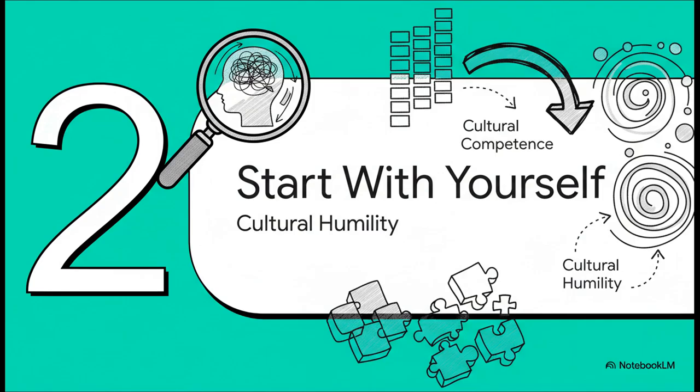So we've looked at the patient's external world. But here's the twist. You can't see that 80% clearly if your own internal lens is foggy with bias. So now we have to turn that lens inward, on ourselves. And this leads us to a really huge concept for safe practice. The shift from what we used to call cultural competence to what we now call cultural humility.